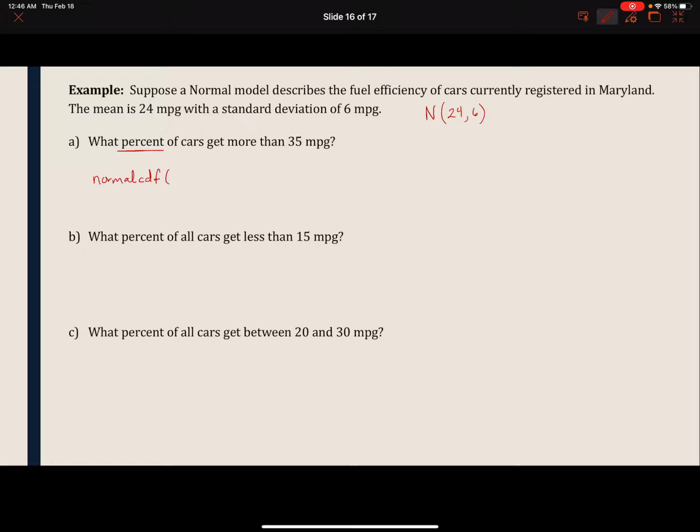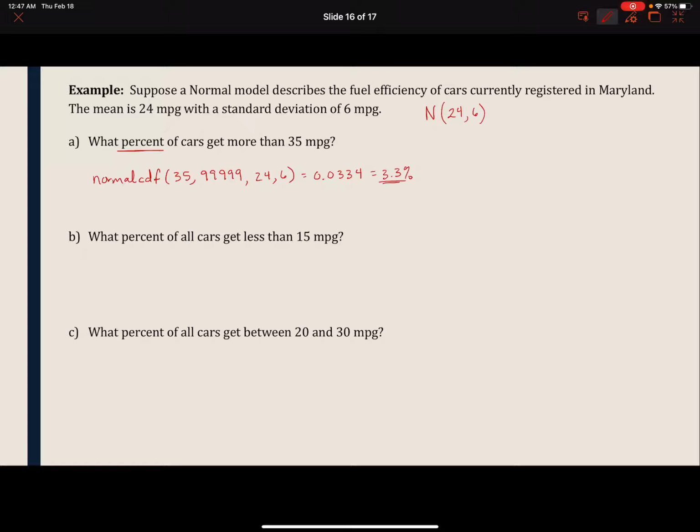And it says, what's the percent that gets more than 35 miles per gallon? So that means that 35 would be my lower bound, and positive infinity would be the upper bound. Again, I'm just using that bunch of nines. This time the mean is 24, and the standard deviation is 6. And so putting that in your calculator, you're going to get 0.0334, which is about 3.3%.